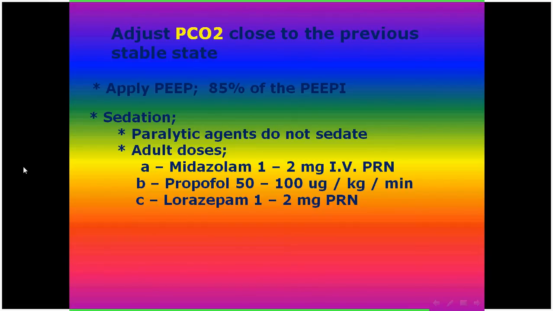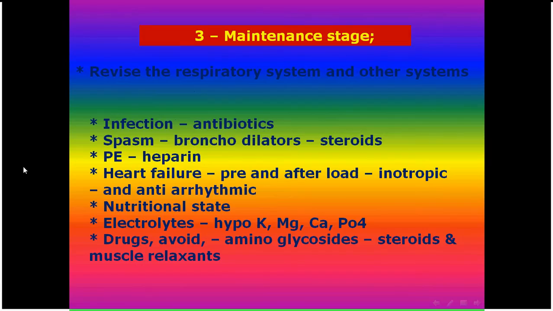Sedation of the patients: it's better not to give a lot of sedation to the patient. Maintenance, after stabilizing the patient with these data, a pH close to normal, partial pressure of carbon dioxide adjusted to the previous state, and the least FiO2. Then we have to see why the patient developed this acute on top of chronic. If it is infection, you'll give antibiotics, bronchodilator, and steroid.